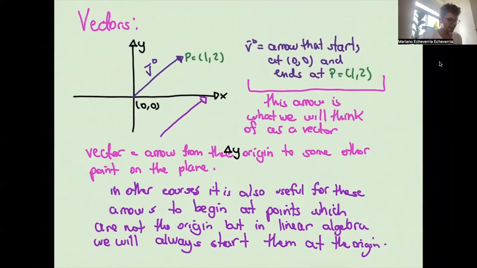Okay, so again, in other places, this would also be a vector, and in a sense, it's the same vector as this one because they have the same length, right? If you thought about these two arrows, they have the same length, and they're also pointing in the same direction. I mean, they're parallel, right? And that's fine. It's just that for us, all the vectors will always start at the origin.